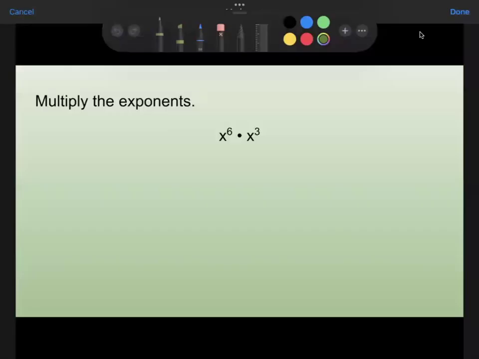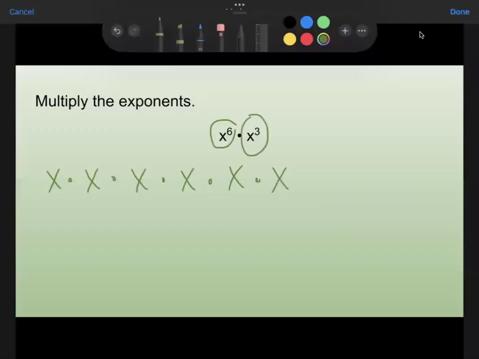Okay, so when we are multiplying exponents, it is important to remember that exponents themselves are multiplication expressions already. So let's take this first example here, and that first exponent is x to the 6th. We know that x to the 6th could also be written as x times x times x times x times x times x. So the little number tells us how many times we are multiplying the base, and the base is x.